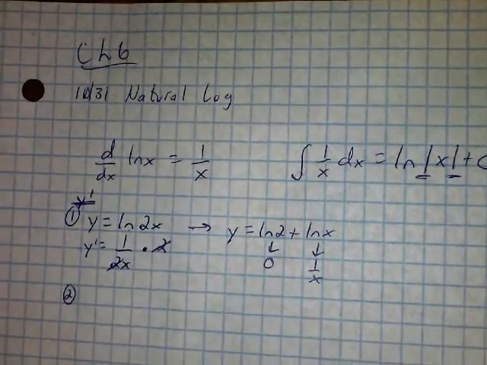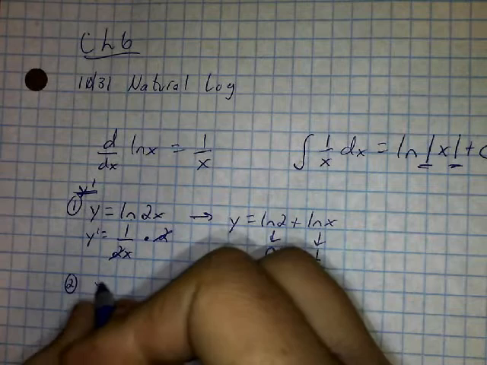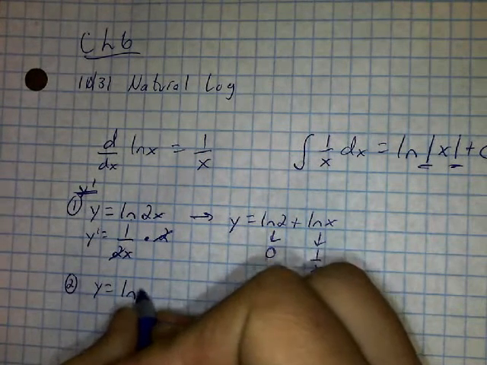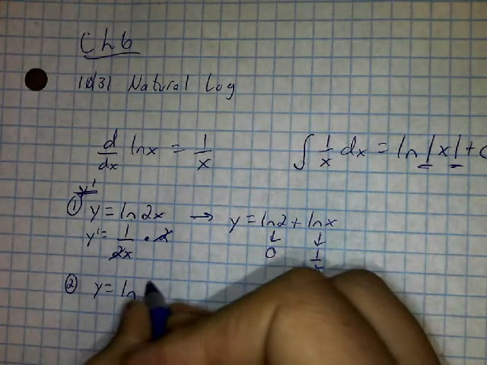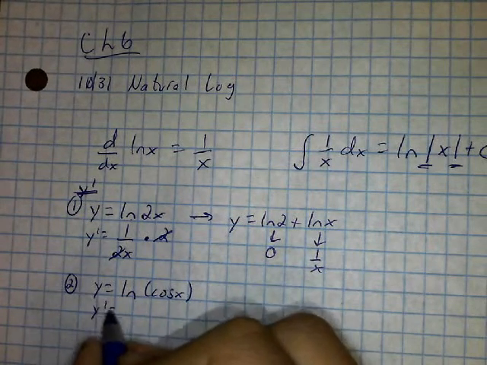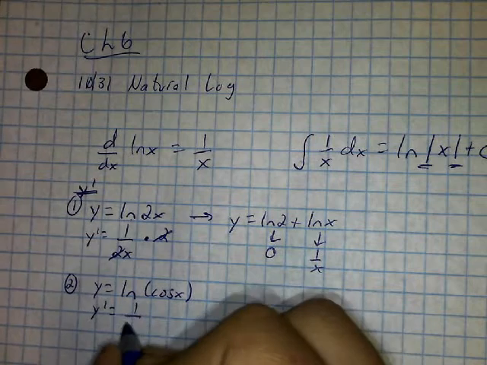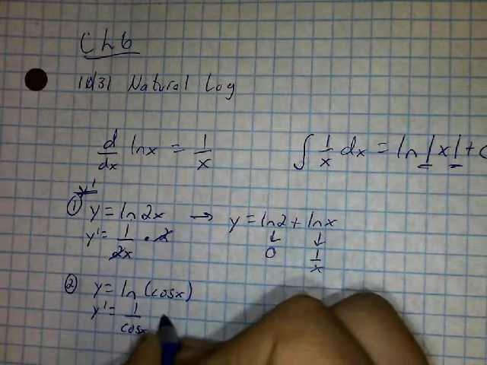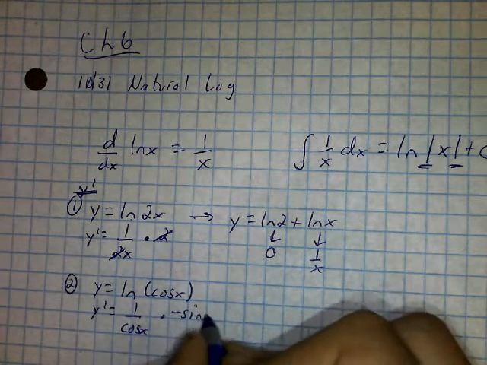Number 2. y equals natural log of cosine of x. So again, derivative of the outside is 1 over cosine times derivative of the inside is negative sine x.